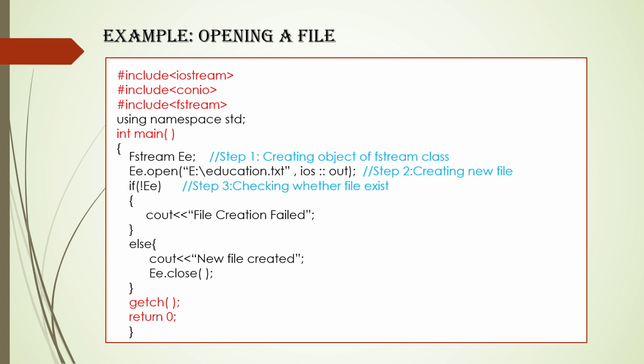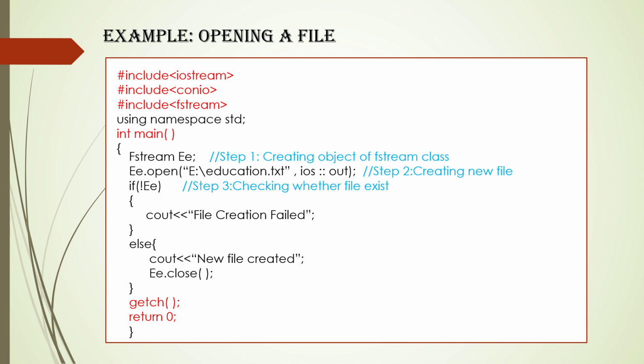And then I have created a file by using an open function, the previous one which we have seen right now. After creating this file, I am checking whether this file is created or not using the if condition, that is if not EE in bracket. If the file is not created successfully, then this condition will be fulfilled, and if the file is created, it will jump into the else part and give the output as new file created. And at the end, I have closed that file. So this is the basics of how to create or open a file.